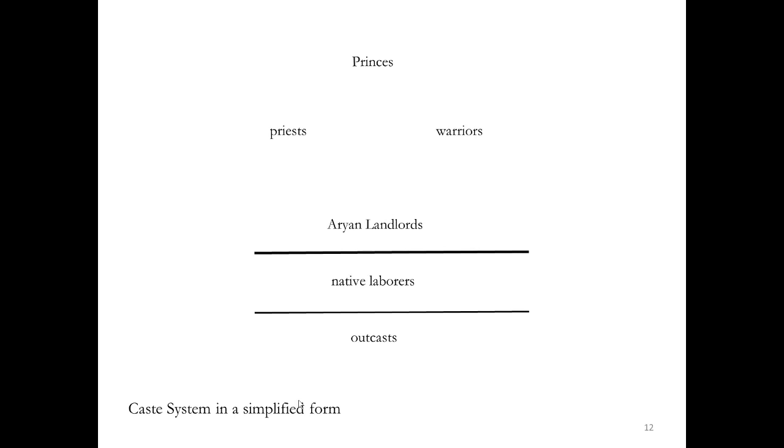Now, are there probably historical examples of individuals who do? Sure. Why not? No wall is ever 100%. Most walls actually aren't. But that's the idea, is there was a hard line. The Aryans are at the top. And then there's a hard line, and then there's native laborers. And underneath them are the natives that even native laborers don't want to associate with.